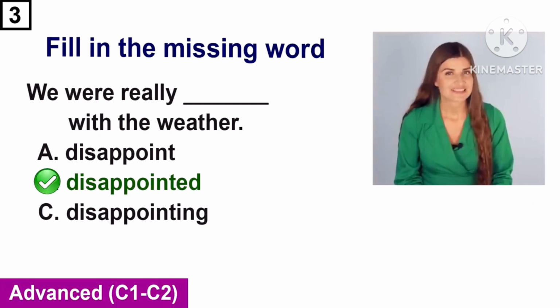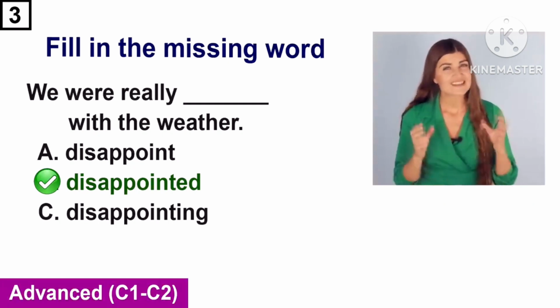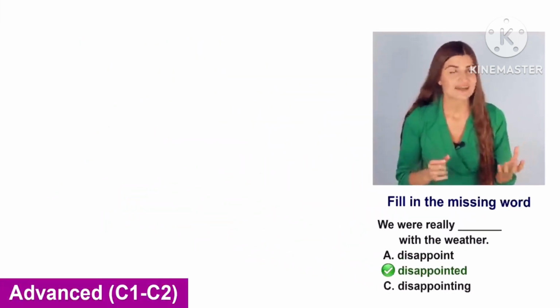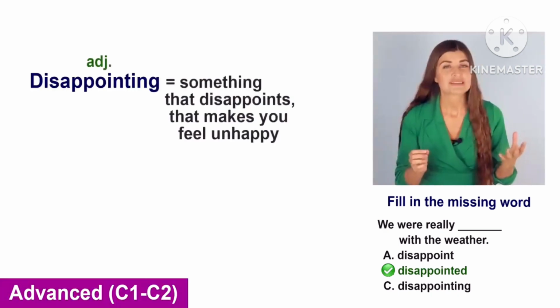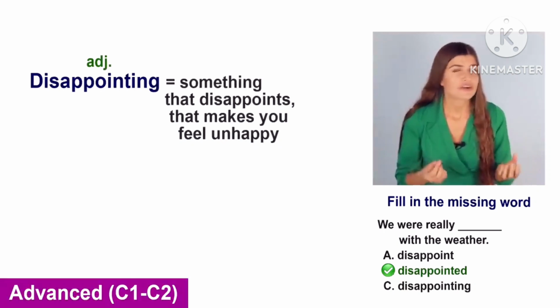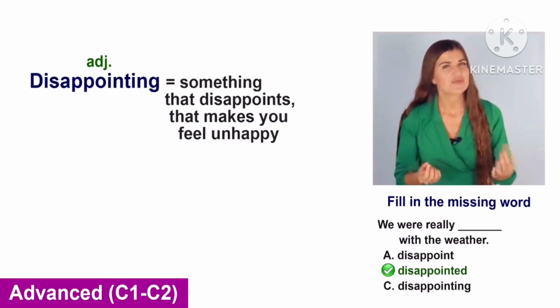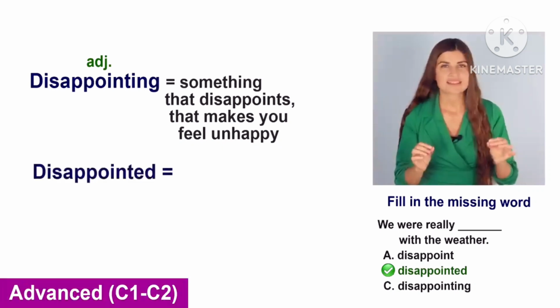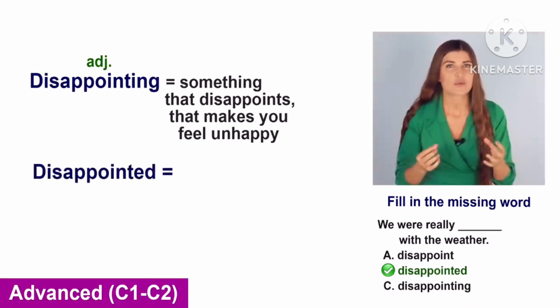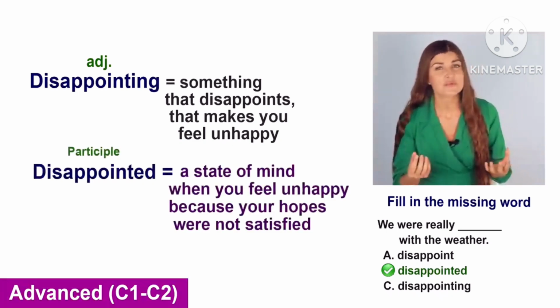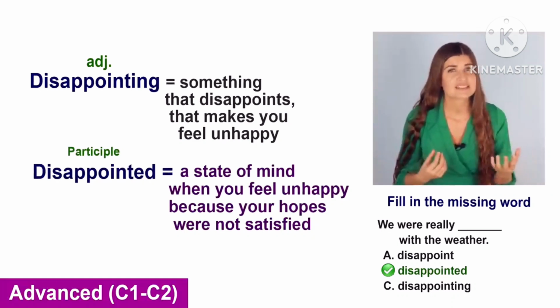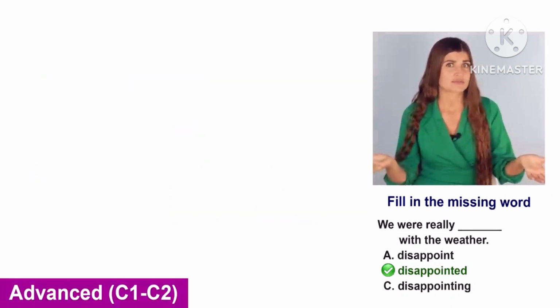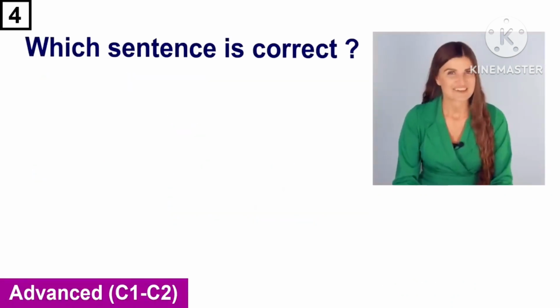The correct answer is disappointed. But what is the difference between disappointed and disappointing? Disappointing is an adjective which means something that disappoints, something that makes you feel bad or unhappy. For example, the movie was disappointing. And disappointed is a state of mind when you feel unhappy because your hopes about something were not satisfied. I was disappointed to see my exam results. The next one.